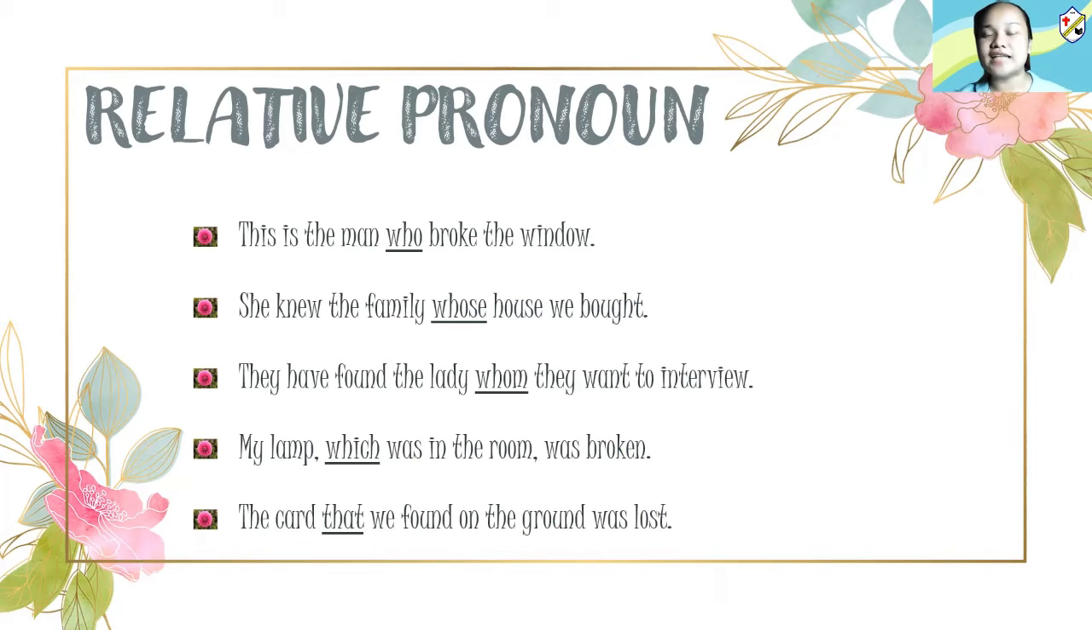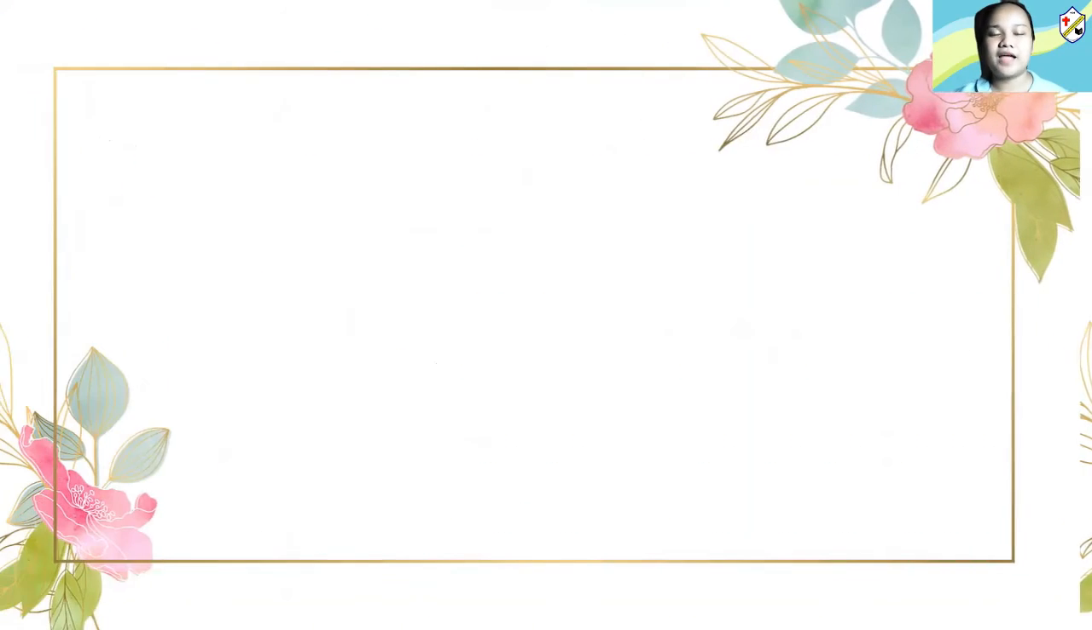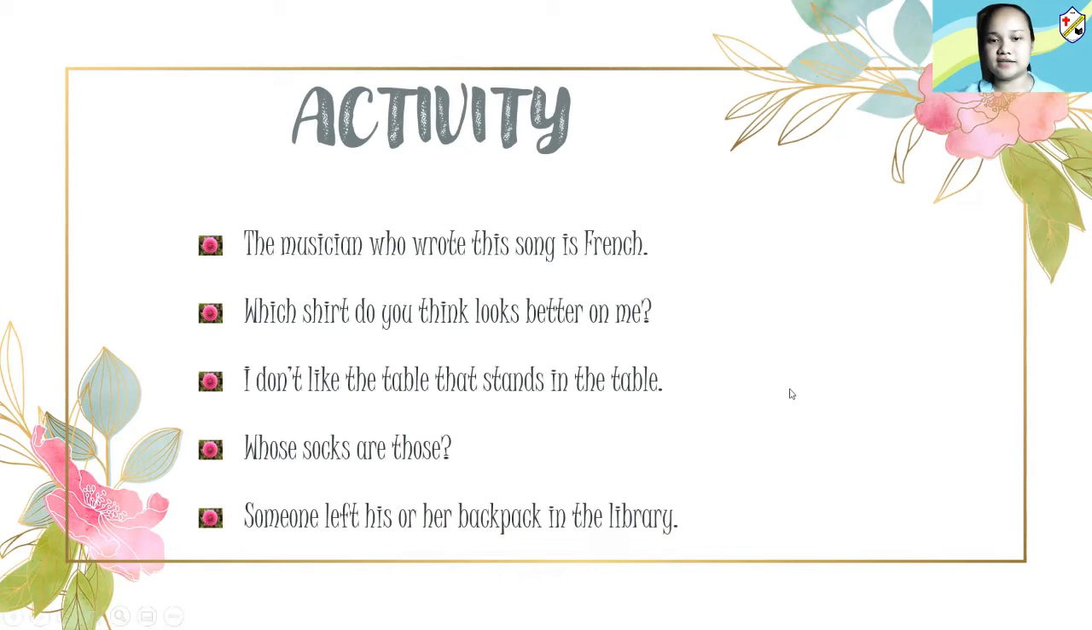So you can easily identify a relative pronoun because it is a WH word and it's not used as a question. Now this time, let's have some activity. I'll give you sentences and let's try to identify what pronouns are present. First sentence, we have: the musician who wrote this song is French. That's correct. It is who. And who is a type of relative pronoun.